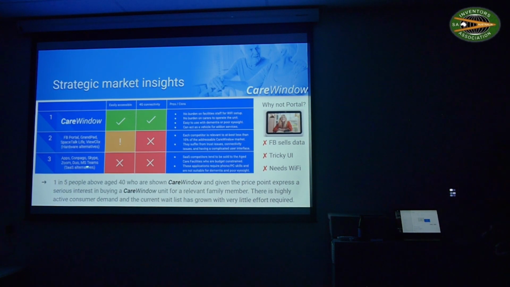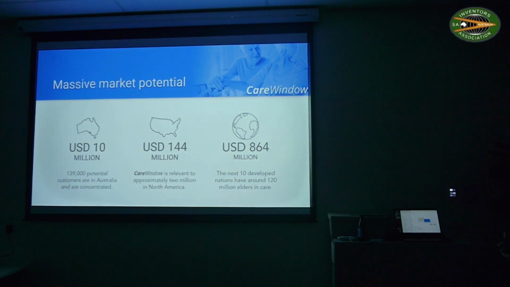There are software products that you can install, Skype, Zoom, Duo, MS Teams, but again, they're not simple to use. They still have this issue. So every competitor we've identified out there in the market doesn't solve the price point problem and doesn't solve the feature problem that we solve right now. There's a huge potential. In Australia, it's a $10 million a year market. In the US, it's about 144 million, and across the world, it's probably about an $864 million market because of how many people there are, because of how aging is occurring.